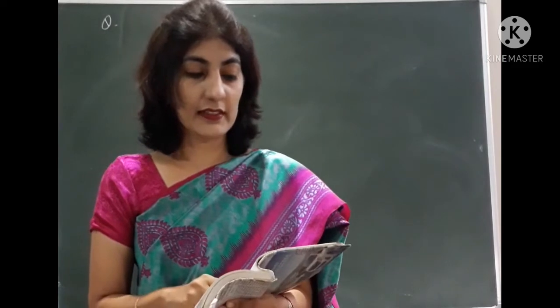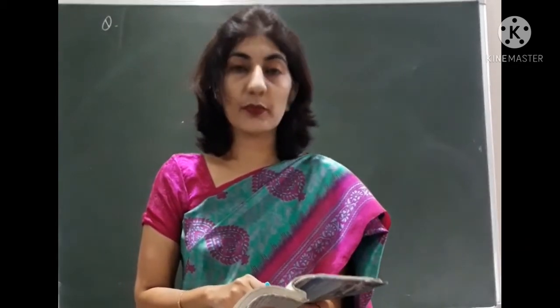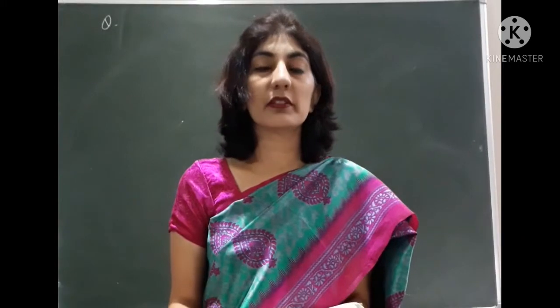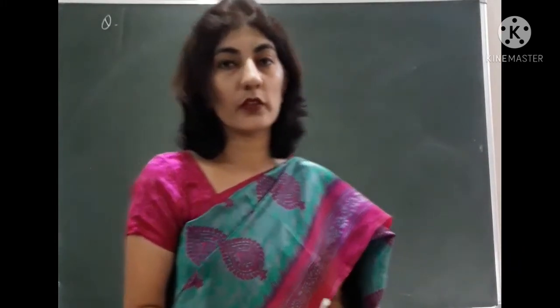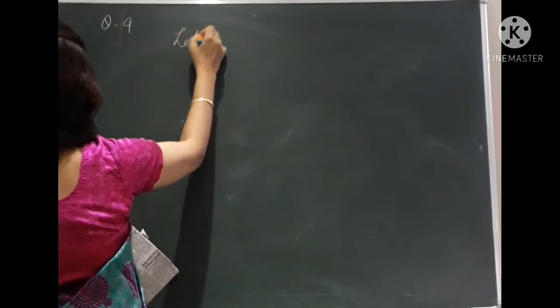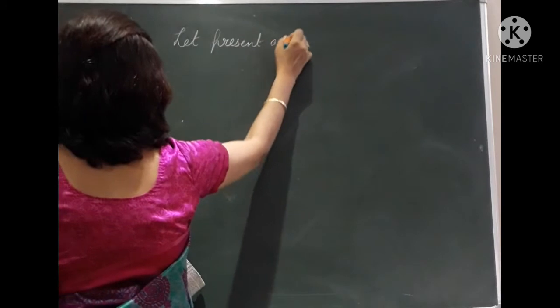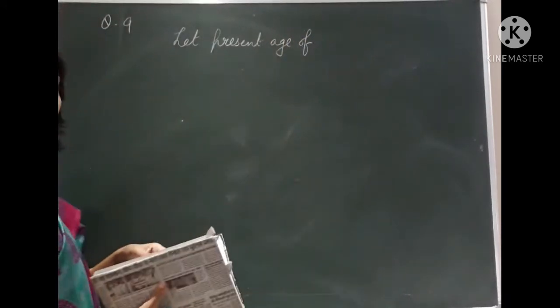Question number 9 is, a grandfather is 10 times older than his granddaughter. He is also 54 years older than her. Find their present ages. We have to find their present ages. So present ages we have to assume as x. Question number 9. So first we will assume, let present age of, you can read the question again.